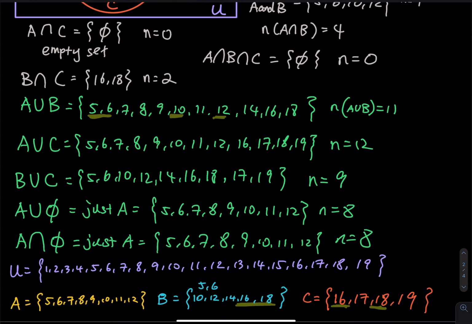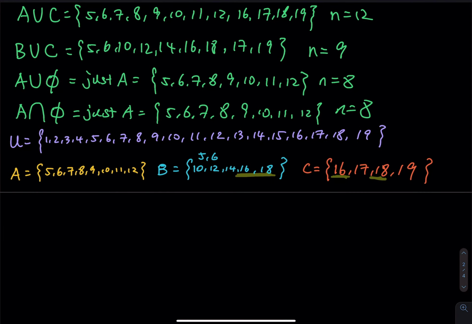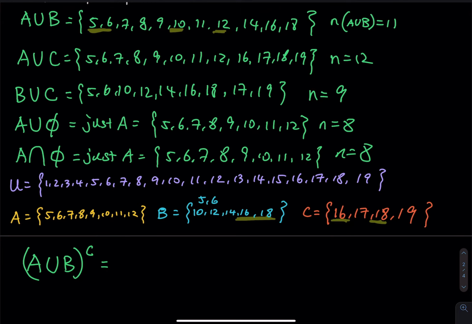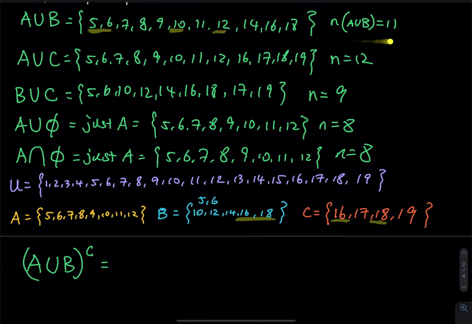And the next one, let's do some complement. The first complement I asked for is A union B complement. So what is in A union B? Just look all the way up. That is in A union B: 5, 6, 7, 8, 9, 10, 11, 12, 13, 14, 16, 18.